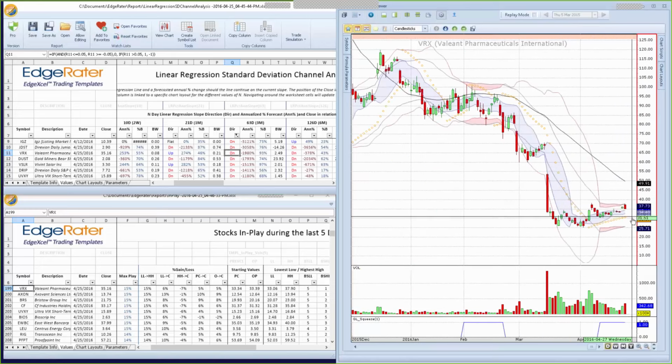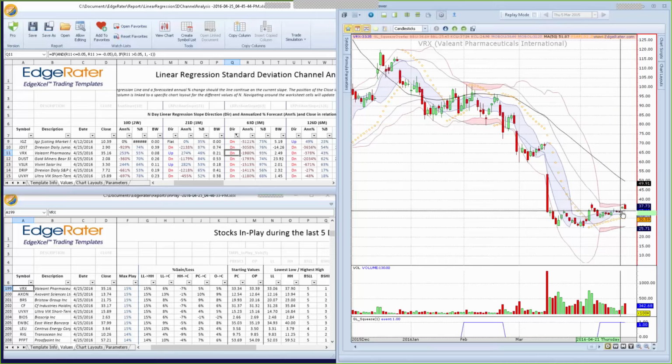Let's just put the squeeze template on and see what happened there. So it was in a squeeze. Yep. Big volume bar today. So quite a bit of selling again today. Yeah.